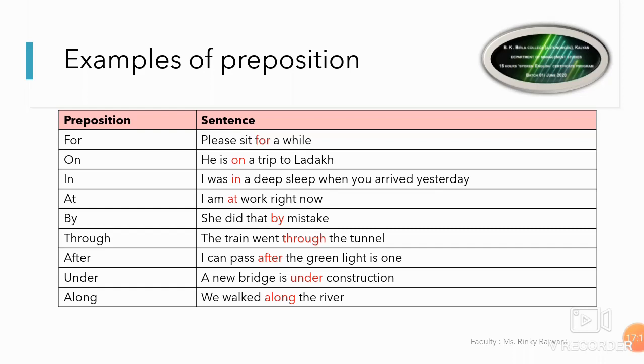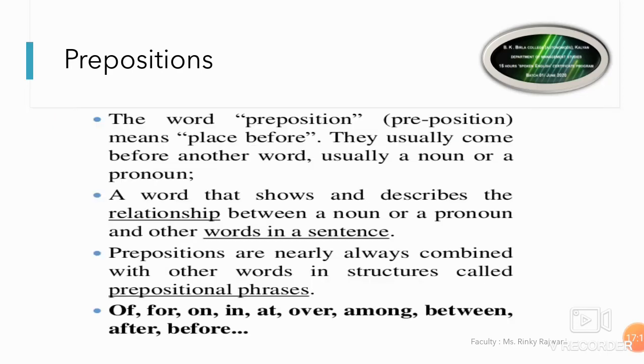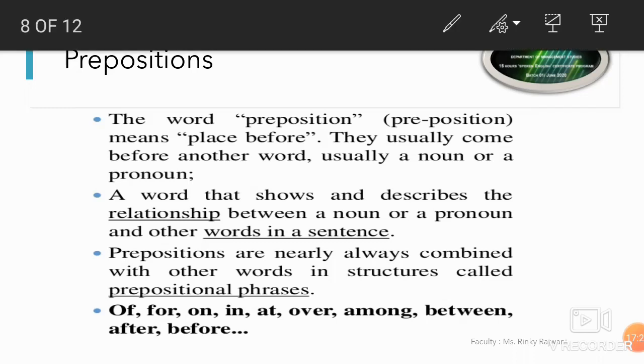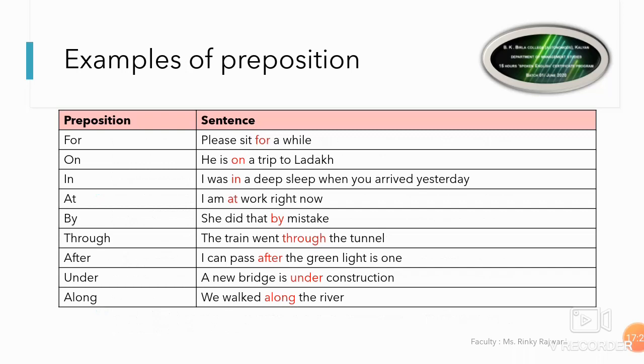In the previous slide, we saw that it describes a relationship between the noun, the pronoun and other words in the sentence. If, for example, I missed saying on and said only "he is a trip to Ladakh", would that give me a connection? The answer is no. Just by putting this particular preposition, he is on a trip to Ladakh. So that is on, which is giving a preposition or pre-placement to it.